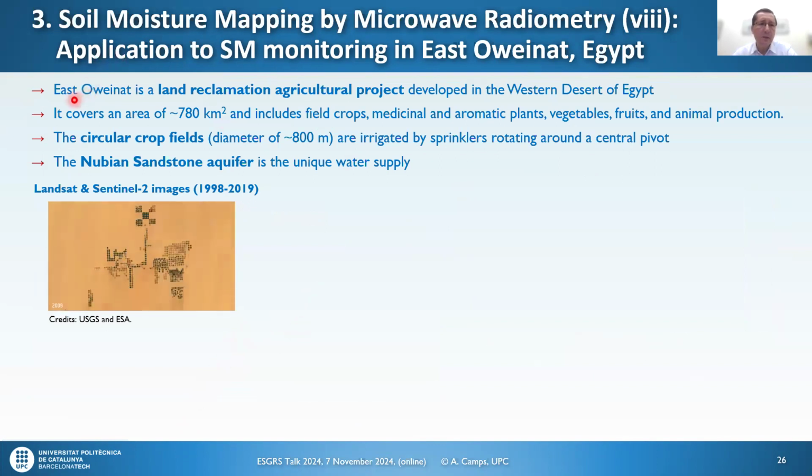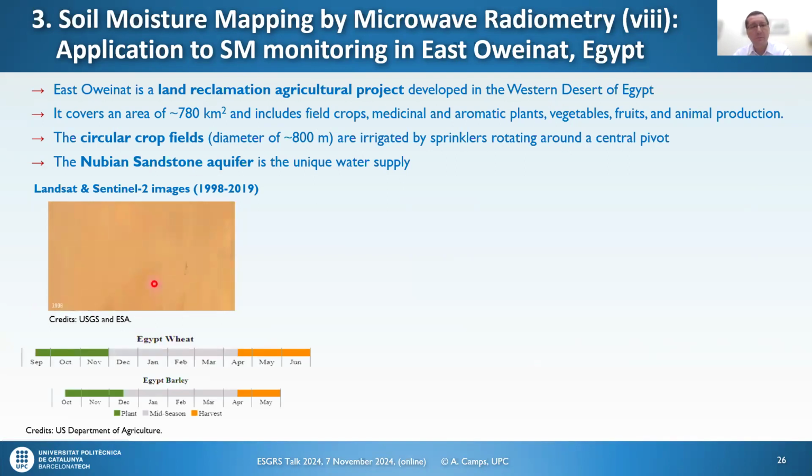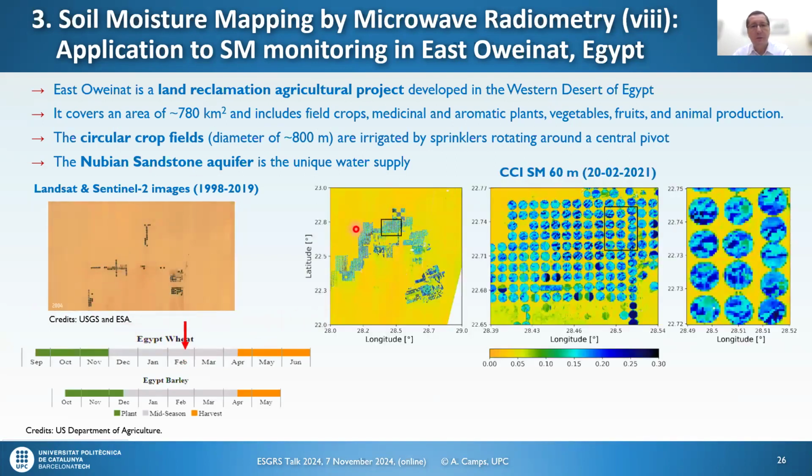Okay, in this East Owainat land reclamation agricultural project. Okay, here you see the evolution as a function of time. These are images from Landsat and Sentinel-2. So you see how it has evolved from the year 2001 until present. Each of these little dots that you see here is one of these pivots, okay, that are used for irrigation. Okay. Here you see again the same thing.